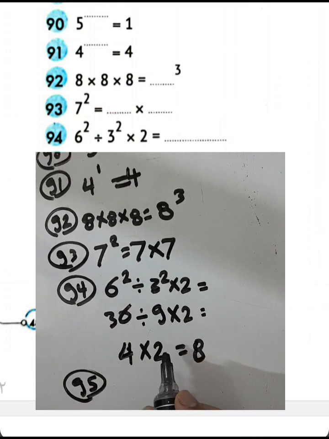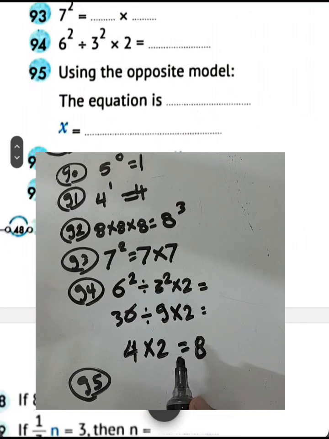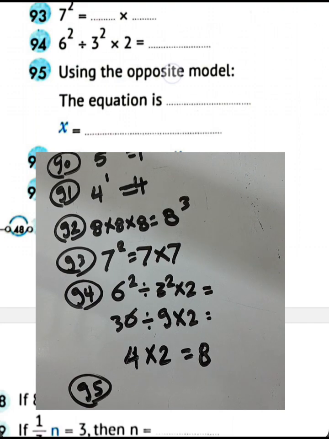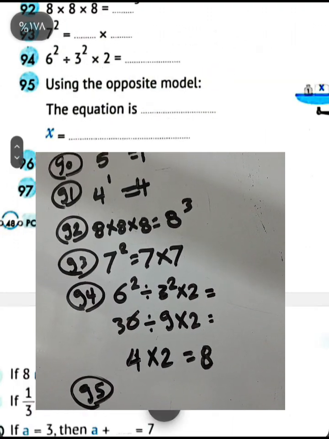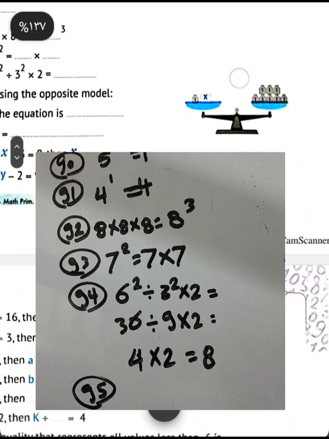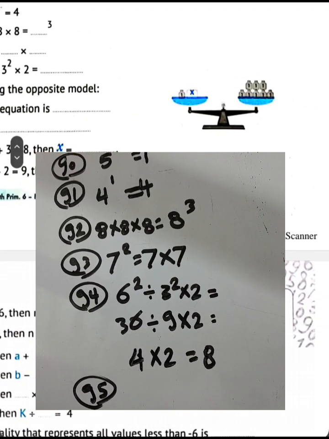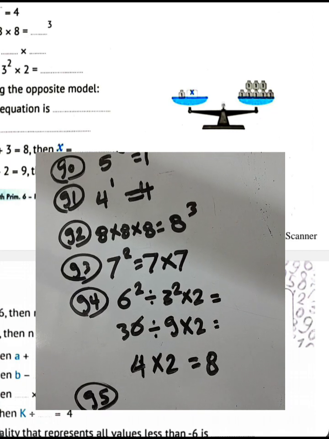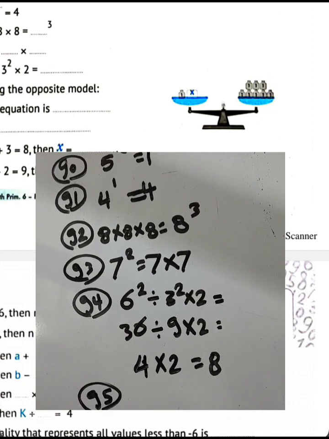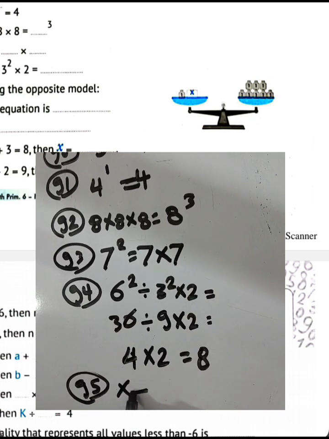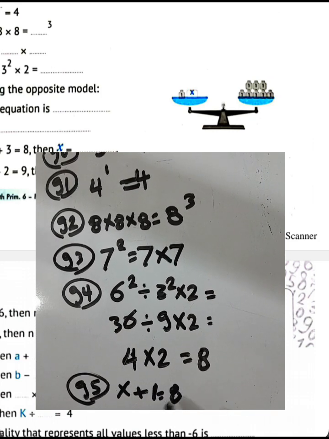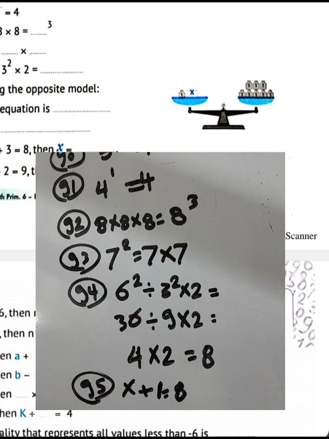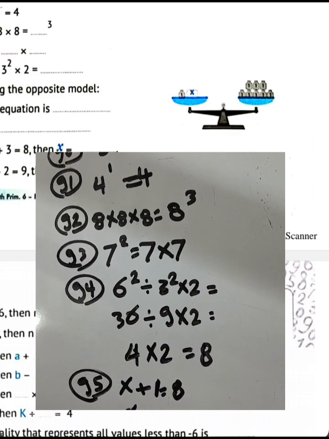Question 95. Using the opposite model, what is the equation? We have x plus 1 equals this number, which is 8. So we write x plus 1 equals 8. Then the value of x will be 7.